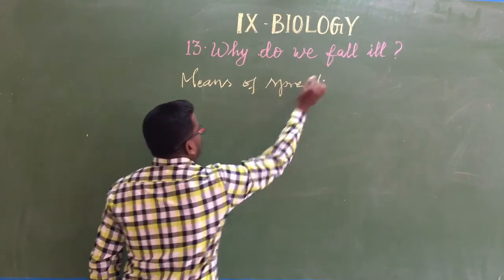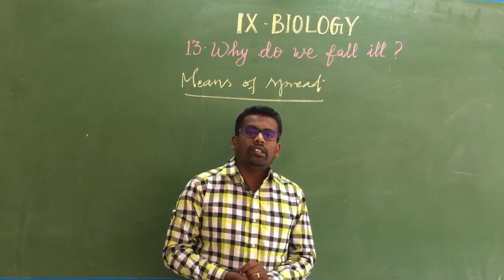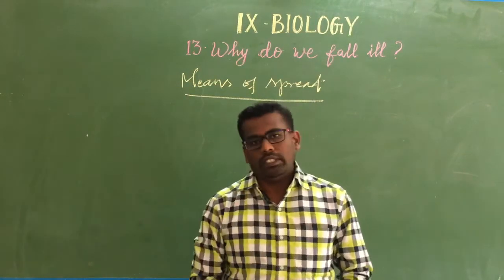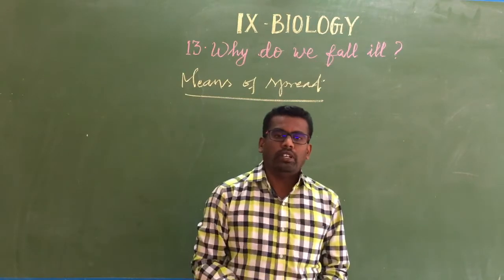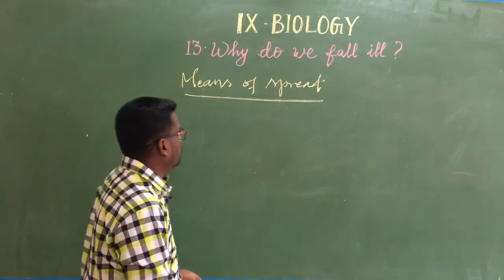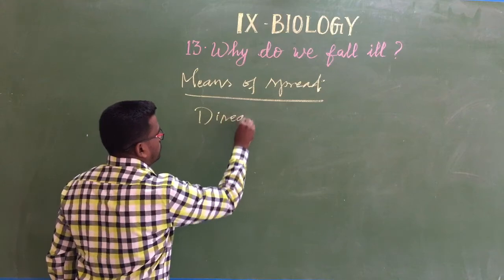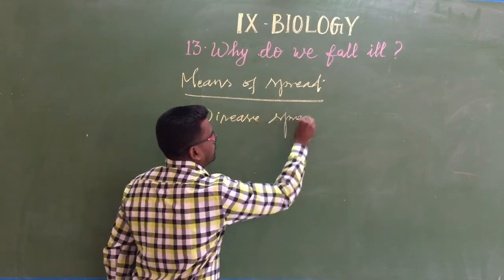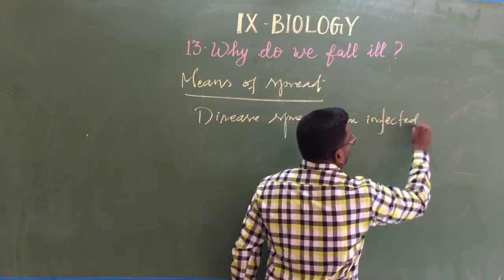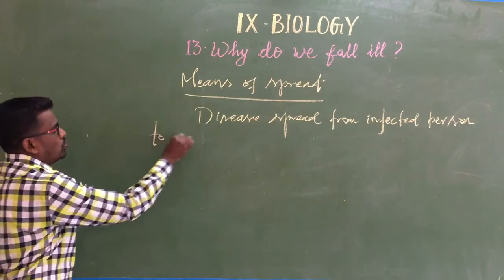Means of spread. In the previous class we saw that diseases are caused by microorganisms. Now, how does a disease spread from one person to another? How does it spread from an infected person to a healthy person? That is what we are going to see. The disease spreads from an infected person to another.